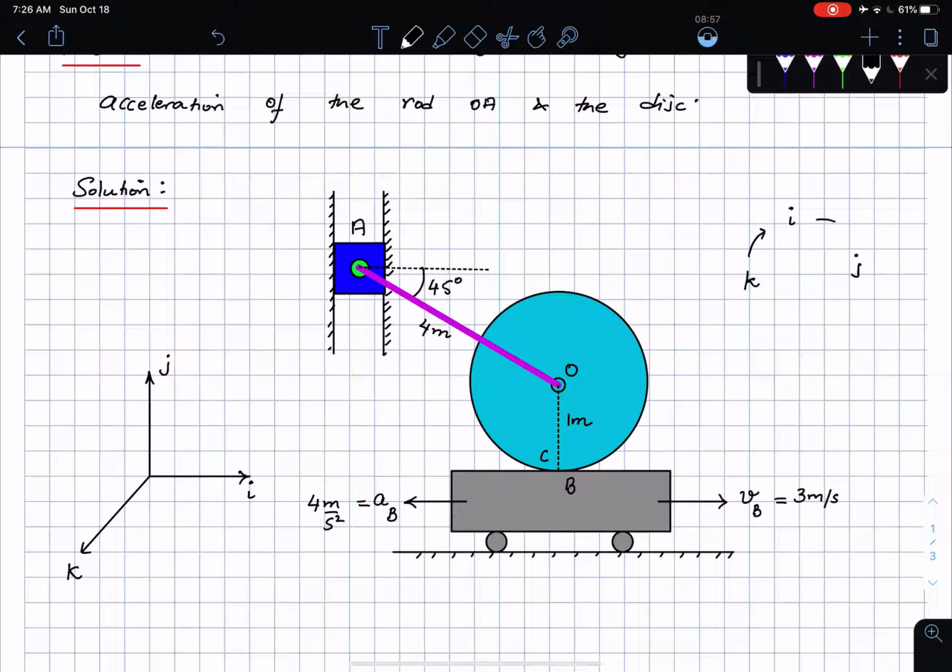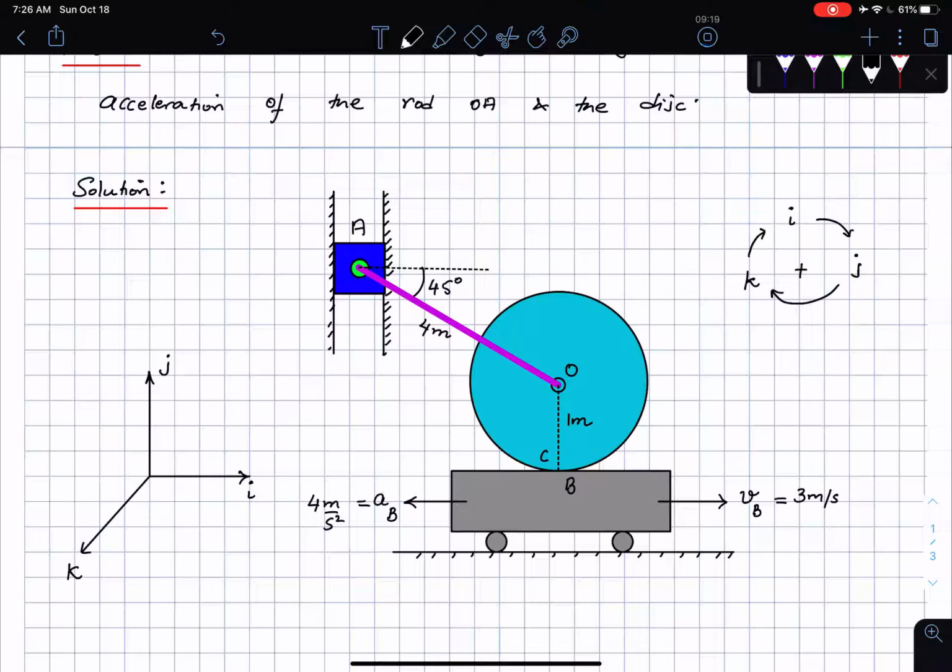Okay, and as you recall, a triad is a set of unit vectors that are mutually perpendicular to each other. Such that if I do I cross J, if I do the cross product, then I get K. And I have to follow the direction of the arrows that I have marked here to get the positive value. If I go against the arrows, I get the negative value.